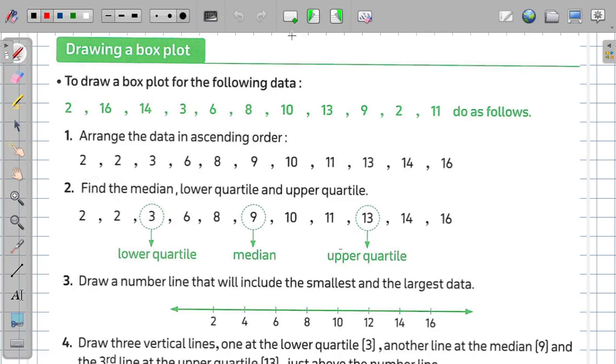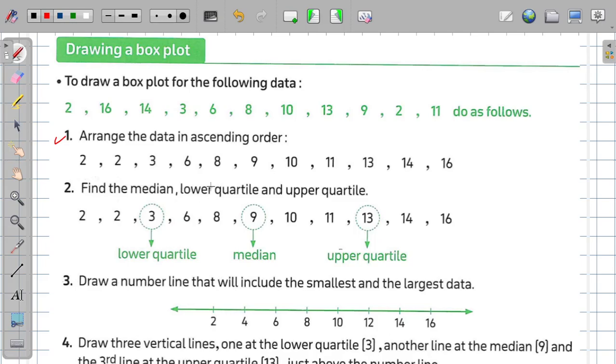So if I want to draw a box plot for any set of values, first we will take these steps. The first one is to arrange the data in ascending order, from the least one to the biggest one. So I have 2, 16, 14, 3, 6, 8, 10, 13, 9, 2, 11. After arranging them, we will have 2, 2, 3, 6, 8, 9, 10, 11, 13, 14, 16.